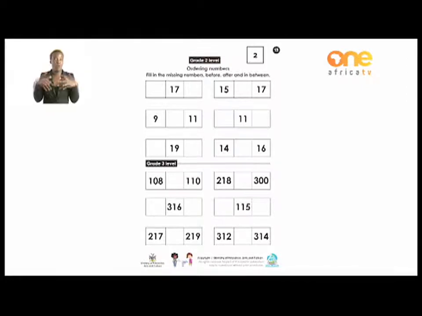Ooh, now we are having bigger numbers here. We are in the hundreds, all right? So between 108 and 110, what number do we find in the middle? As we are counting 108, and then we say 109. Very good. So we have 109 in the middle of, or in between, 108 and 110.